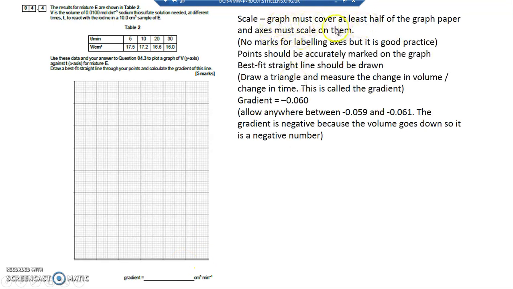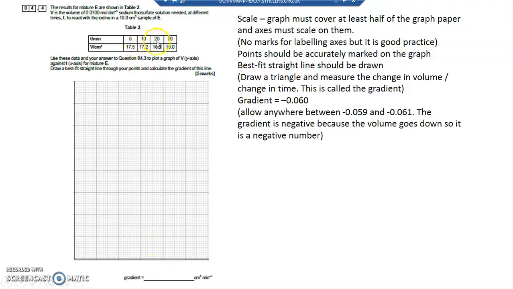So what do you get your marks for? You've got to cover at least half the graph paper, which we did. You've got to label both of your axes. Must have a scale on them, so they've got to be to scale. Actually, you don't get a mark for the axes, but it's just good practice for labeling them. But everything's got to be to scale, so you've got to go up by the same sort of increments.